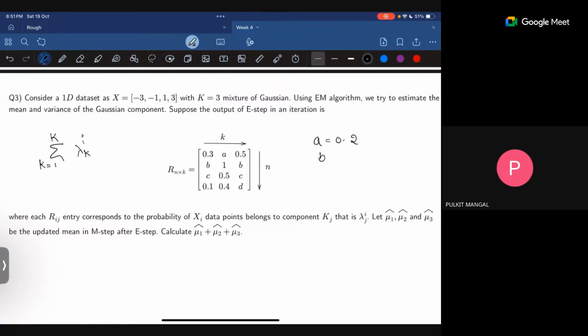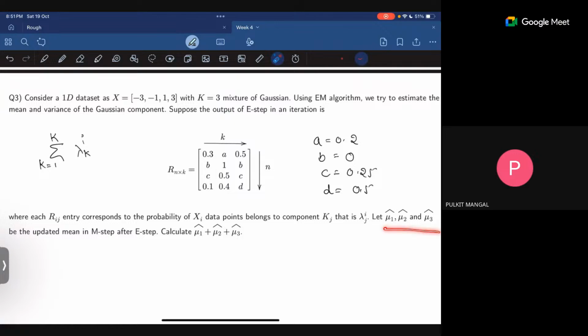What about b? b would be 0. What about c? 0.25. Okay, and d is 0.5. Now you have got your matrix.